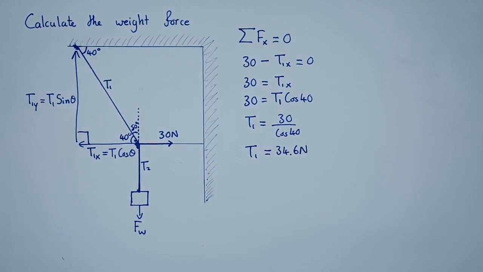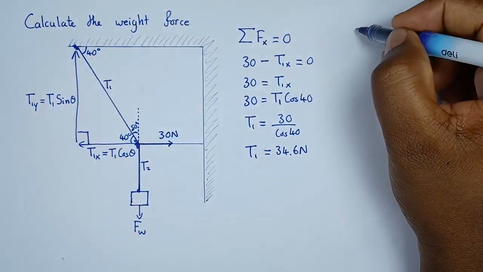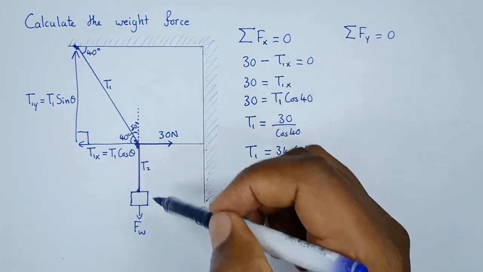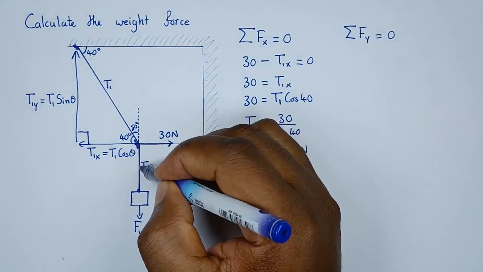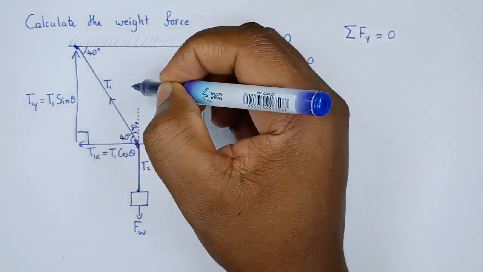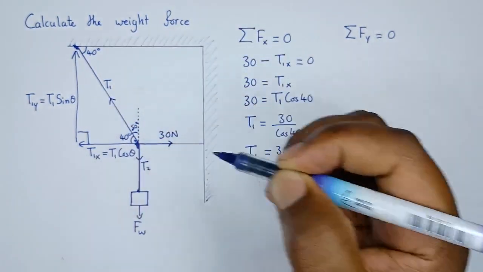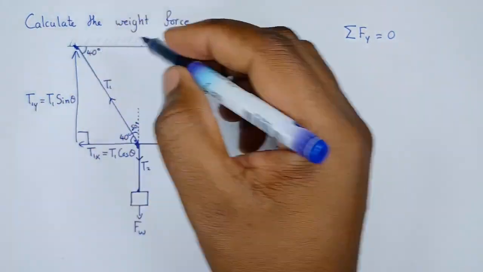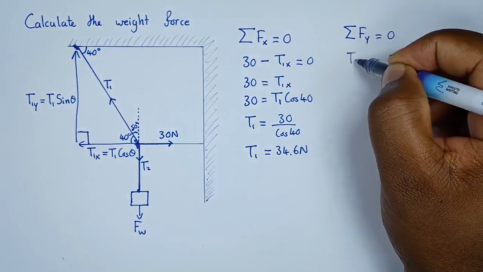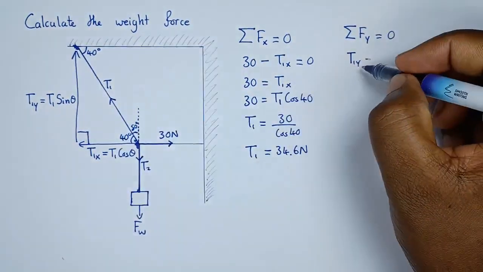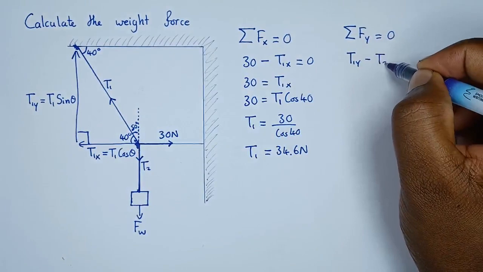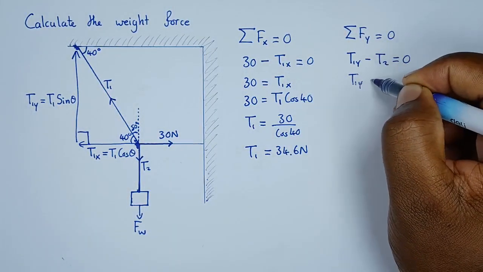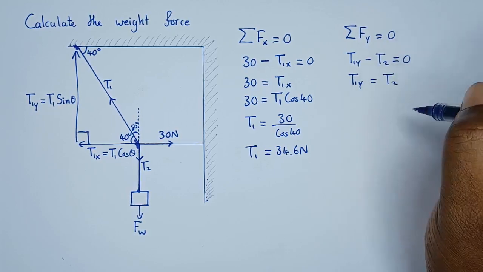To find T2, we're going to go in the y-axis. So the summation of forces in the y is equal to 0. We only have two forces in the y. We have this force here. So remember the direction. This is going in that direction. This tension here is going in this direction. So T2 is going downwards. T1y is going up. So the one going up we can consider as positive, T1y. The one going down we can consider as negative, which is T2. Everything is equal to 0. This will give us T1y is equal to T2.